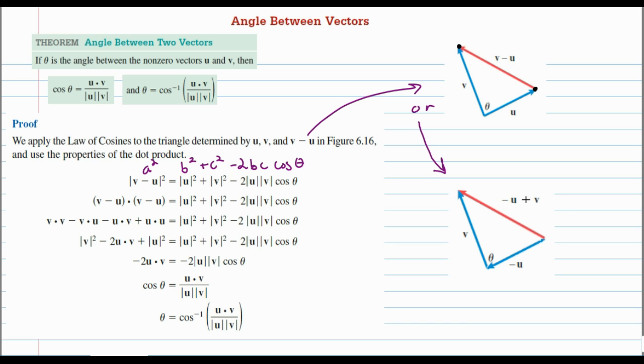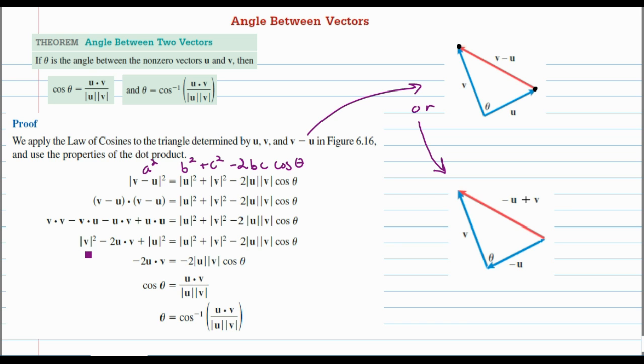Well, from property 2, we know that the magnitude of v minus u squared would then be the dot product of the difference of those two vectors. So in other words, if v minus u was one vector, the magnitude squared is the dot product of those two. So we then distribute out v minus u times v minus u, and we get the magnitude of v squared, minus 2 times u dot v, plus the magnitude of u squared.